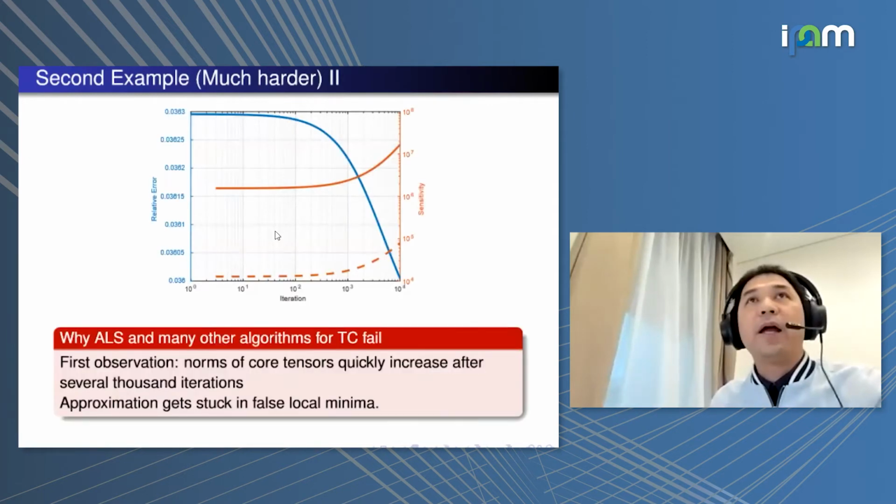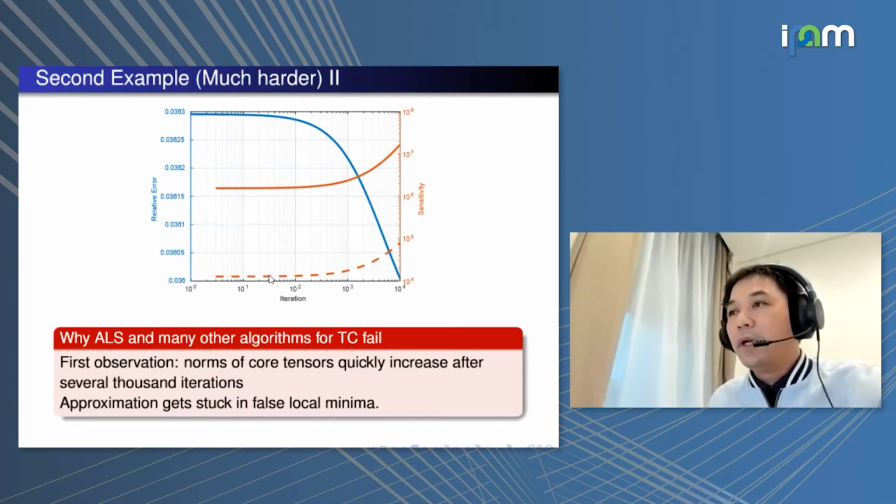So why does ALS and many other algorithms for Tensor Train, for this kind of loop tensor network, fail? The first observation is that if you compute the Frobenius norm of the core tensors, we have the plot for the norm of the core tensors. When we run the algorithm, for example for 10,000 iterations, the relative error slowly decreases, but the norm of the core tensors increases significantly, very quickly.